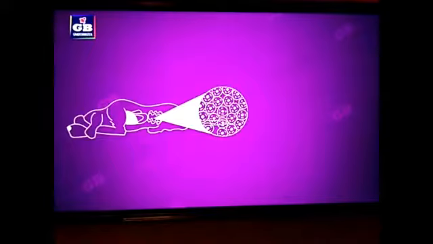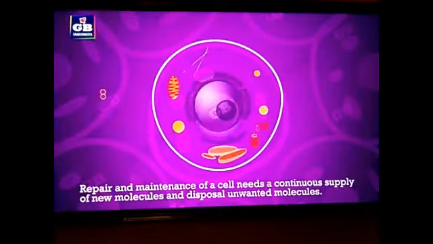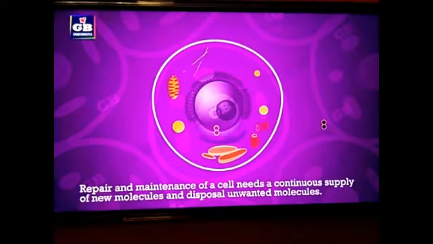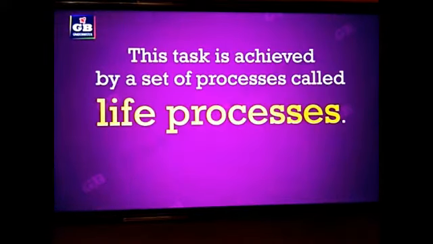Life process importance. All living things are made up of cells. Cells are made up of molecules. For a cell to be alive, it has to be repaired and maintained all the time. Repair and maintenance of a cell needs a continuous supply of new molecules and disposal of unwanted molecules. This task is achieved by a set of processes called life processes.